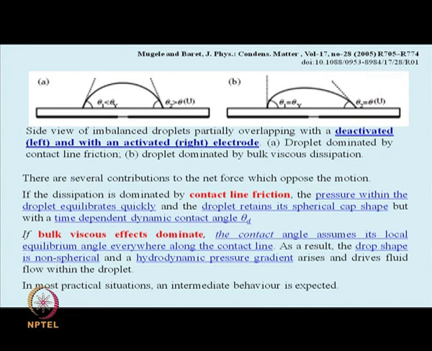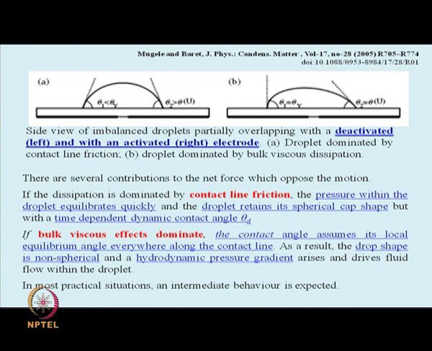Now, this is a schematic view of an imbalanced droplet which partially overlaps one electrode which is switched on and another electrode which is switched off. Now, the left droplet is dominated by contact line friction. So, this is the location of the contact line. As the droplet tries to move, the contact line friction may pin the contact line right at this point, thereby not allowing the droplet to move in this direction.